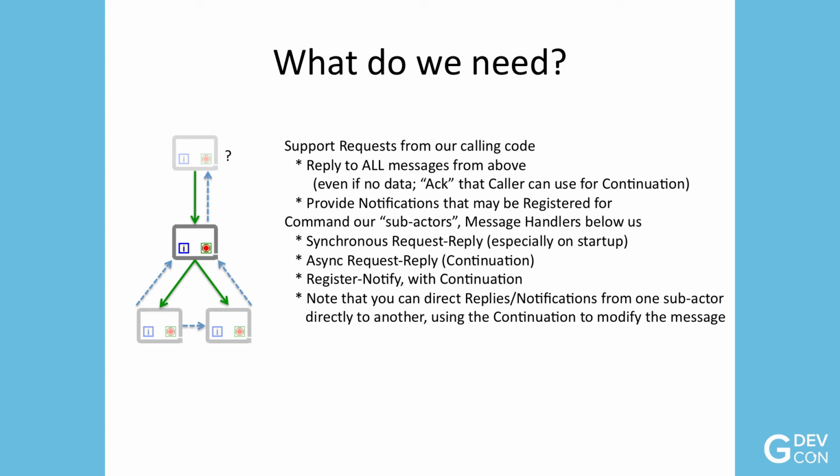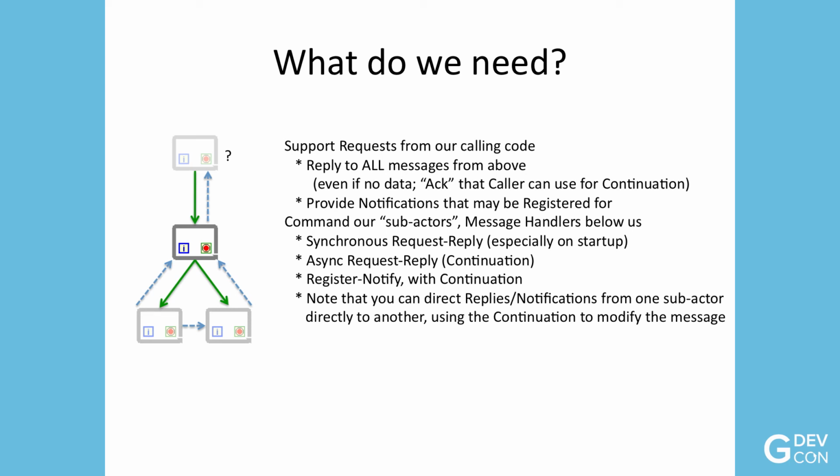So I'm providing notifications. I'm commanding the sub-actors. I'm in charge of them. I create them. I start them. I tell them when to shut down. And I use synchronous request-reply, especially on startup, because I know I am in charge. I know it's okay for me to do synchronous request-reply without blocking, because I'm in charge of this branch. I do async request-reply with a continuation if I want to.